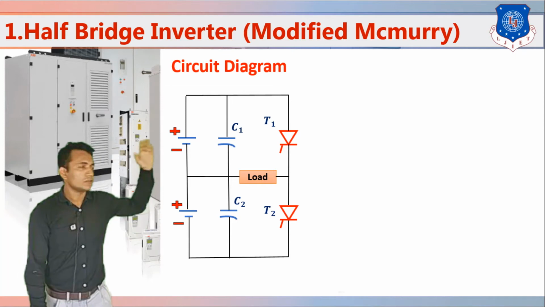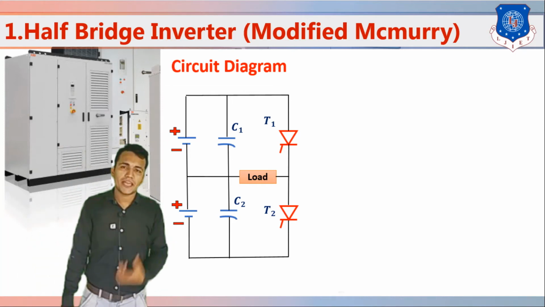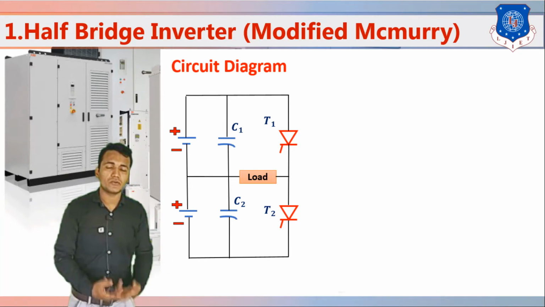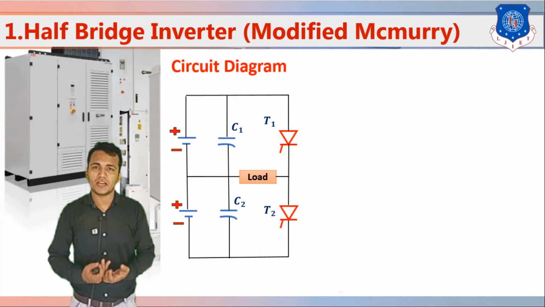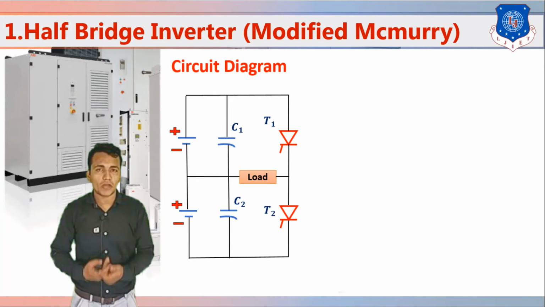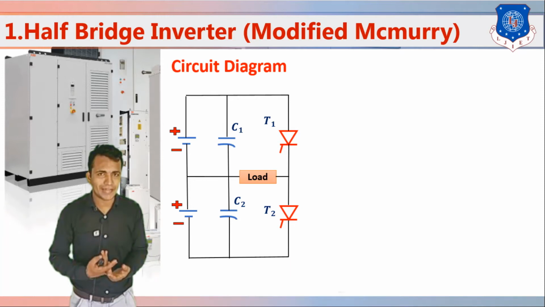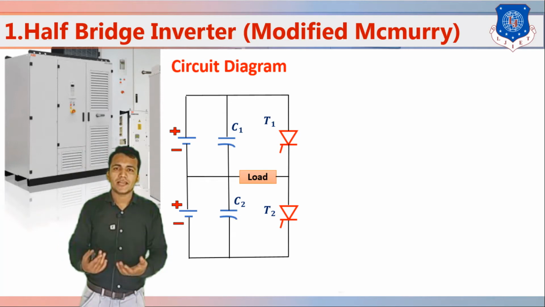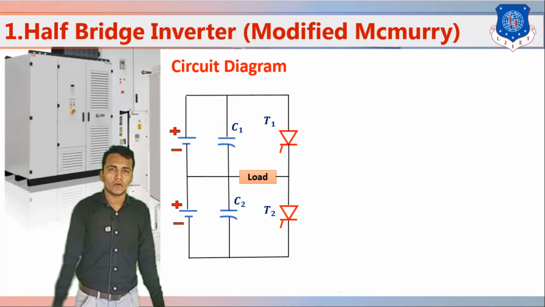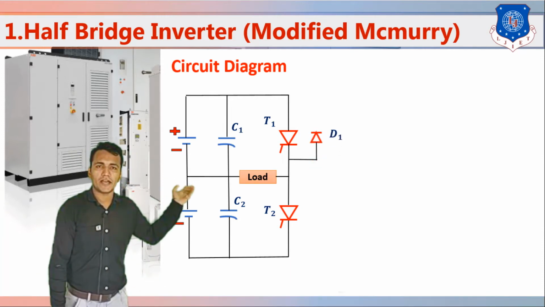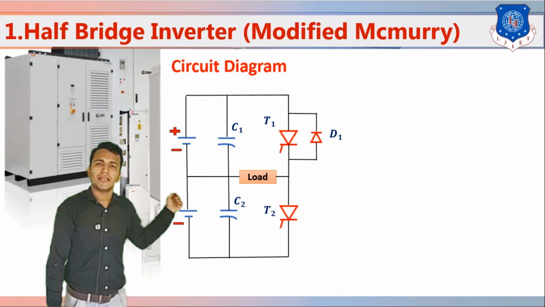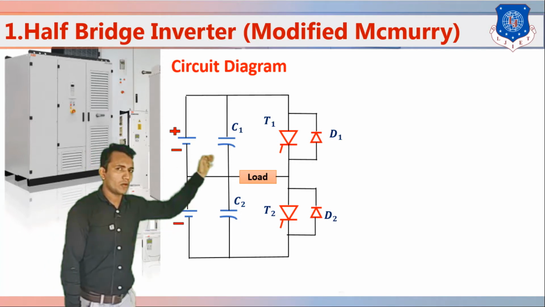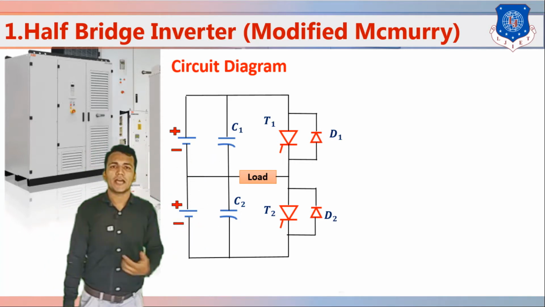But here the topic is the modified McMurray inverter, so we have to modify the inverter circuit. Here we use auxiliary thyristor T1A and auxiliary thyristor T2A. We also have to use a feedback diode across the thyristor, because we know that in the inverter circuit, the SCR is connected across feedback diodes. So we connect the diode D1 and then diode D2 in this way. You can see in the figure we have connected the two diodes D1 and D2 across the thyristors.